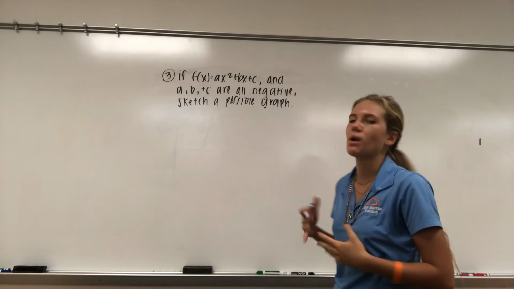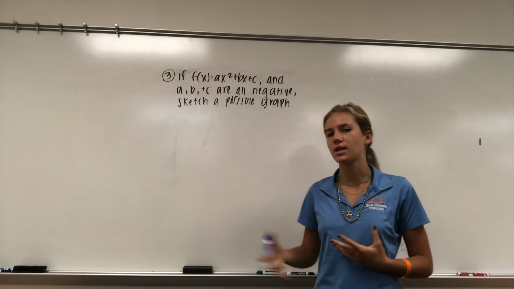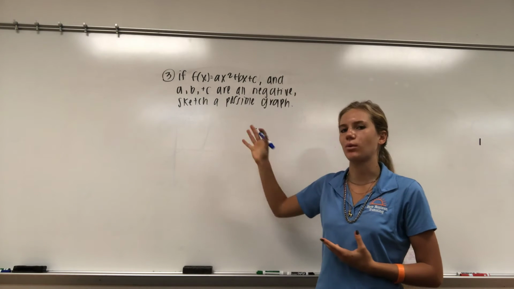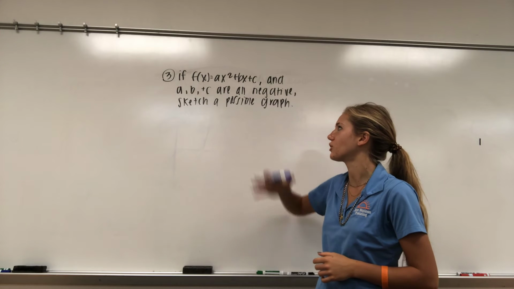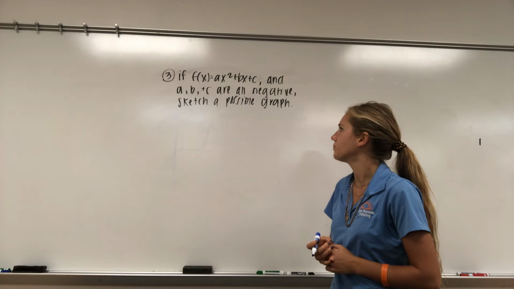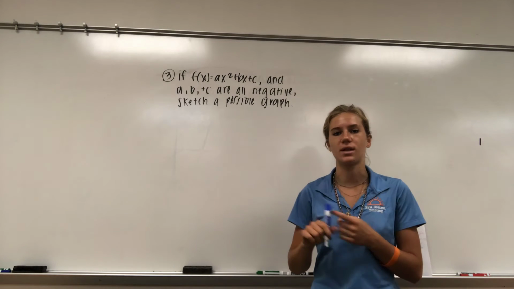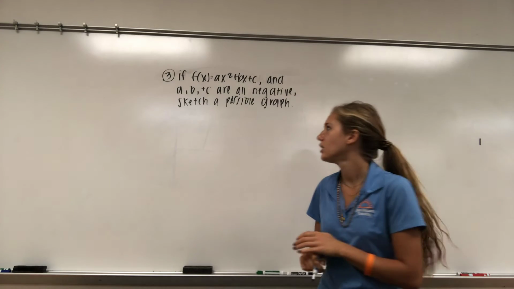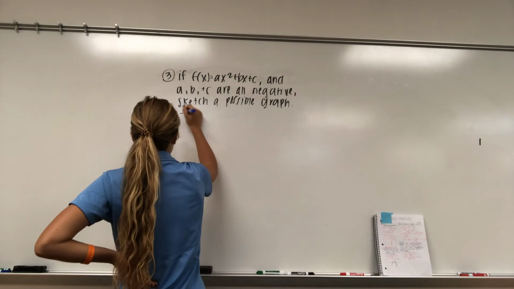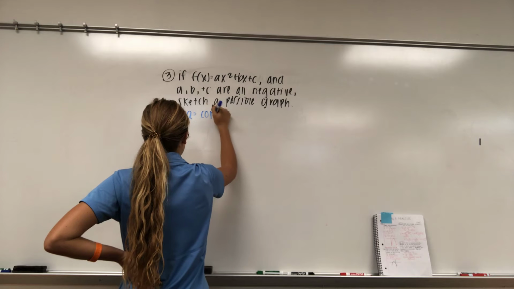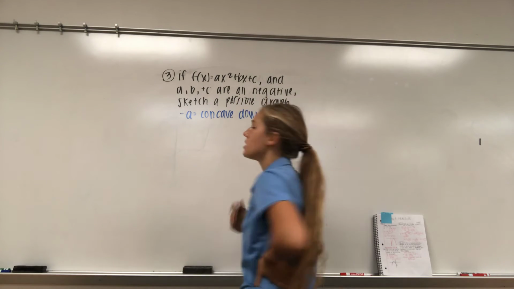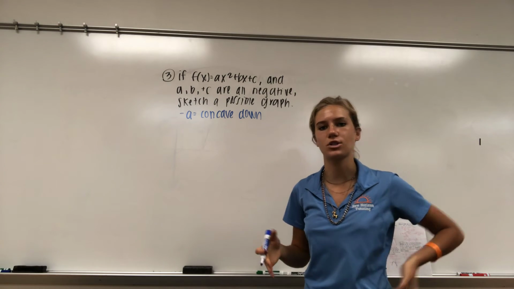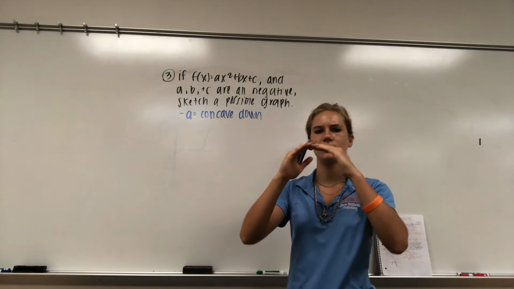So again, the way that we know that it's dealing with a quadratic function is because it straightforwardly tells us we're dealing with that standard form quadratic function equation. And it tells us obviously 3 important things. A, B, and C are all negative. So if we look at negative A, what that tells us is that it's going to be concave down, right? Just like our other sketching problem, it's going to be facing down.